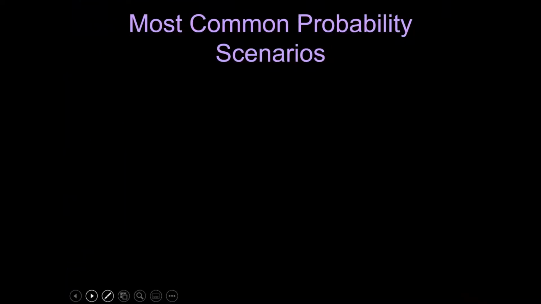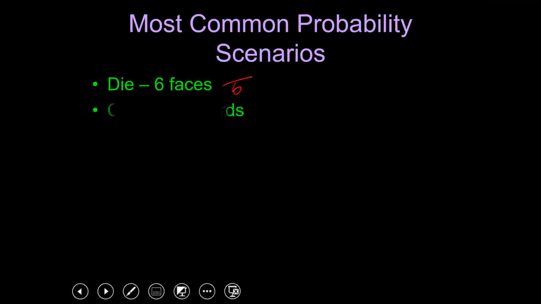All right, last time I saw you guys, we talked about the most common probability scenarios. Before we get started with theoretical probabilities, there are certain things that you need to know. The 3 different probability scenarios are: 1, if you're using a die, which has 6 faces, so your theoretical probability is always going to be out of 6.